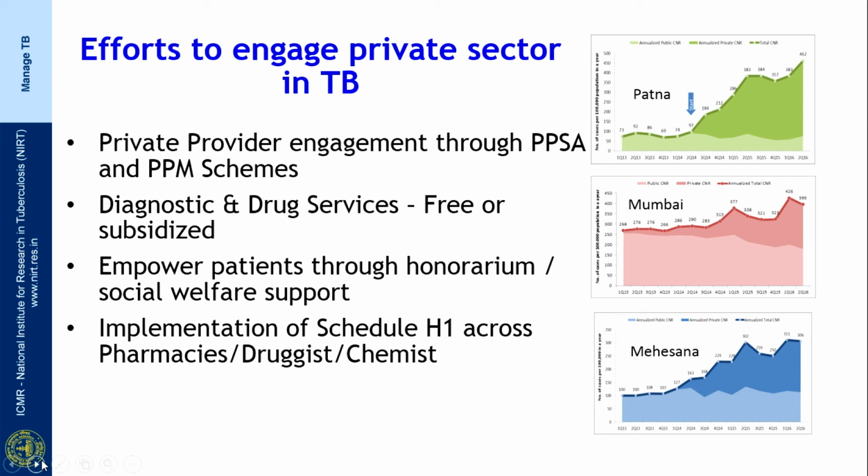Then empowering patients through the honorarium or the social welfare scheme, that is NPY, and different schemes. Then implementation of Schedule H1 across pharmacies, druggists, and chemists. As per Gazette notification, it is mandatory for every chemist to maintain the prescription of particular TB patients, and he has to inform or notify that particular patient to the nearest health facility. So involvement of pharmacists, druggists, and chemists for Schedule H1 monitoring is very crucial.